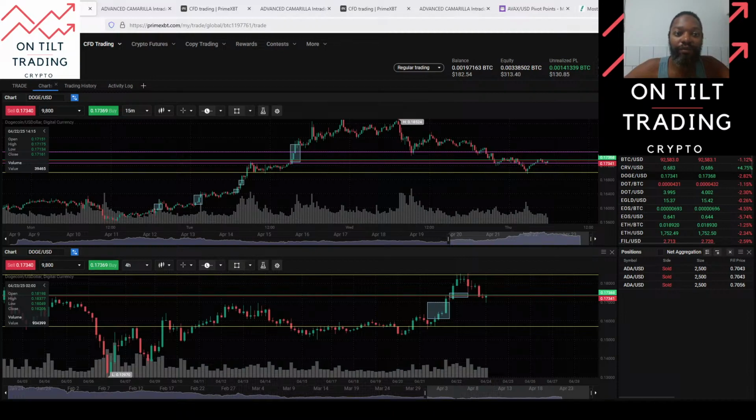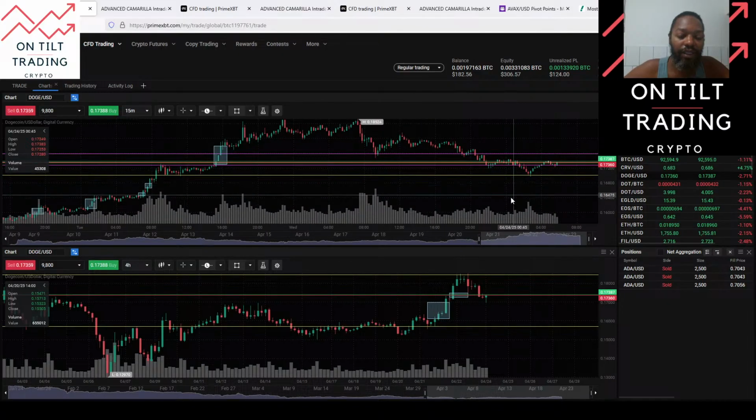With today's live crypto market analysis and pre-trade strategy. First up, we have Dogecoin. Dogecoin, I observed setting up here based on the Camarilla pivot system.